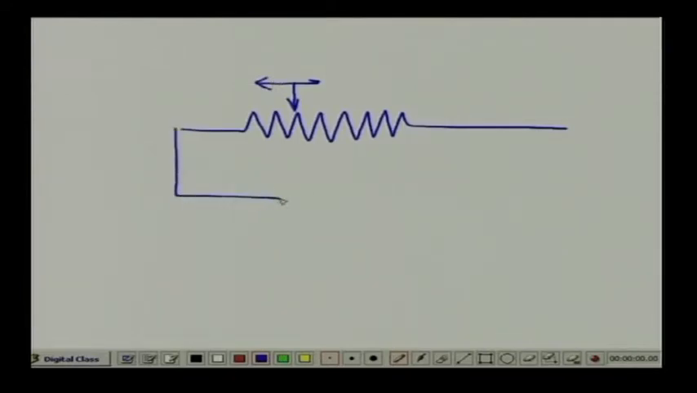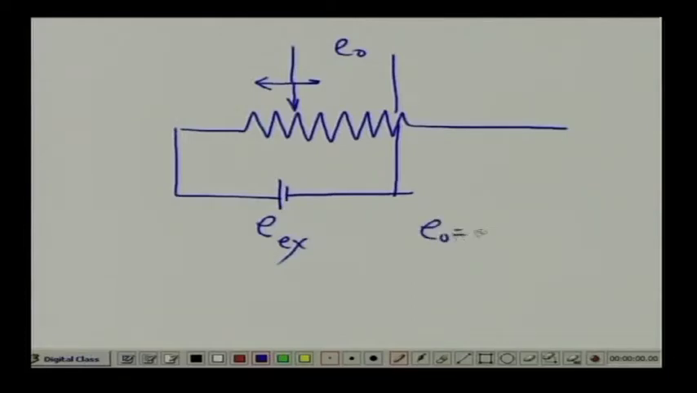I will give some excitation voltage, suppose, and I am measuring the voltage on this one, E naught. Suppose this excitation, then what will happen? This output voltage will be a function of this displacement, is it not? Suppose this is x. So, this simple potentiometer can also be used as a displacement sensor.